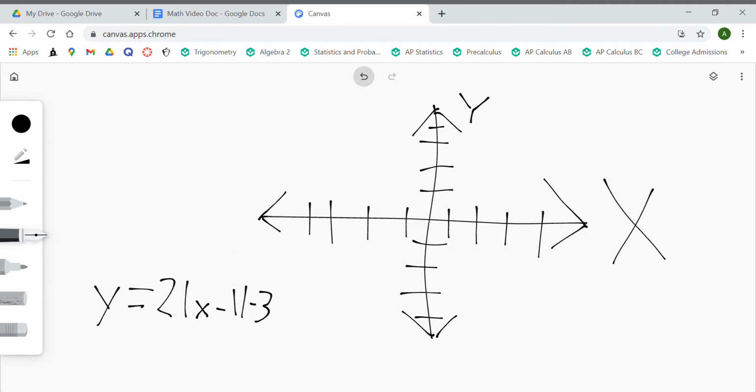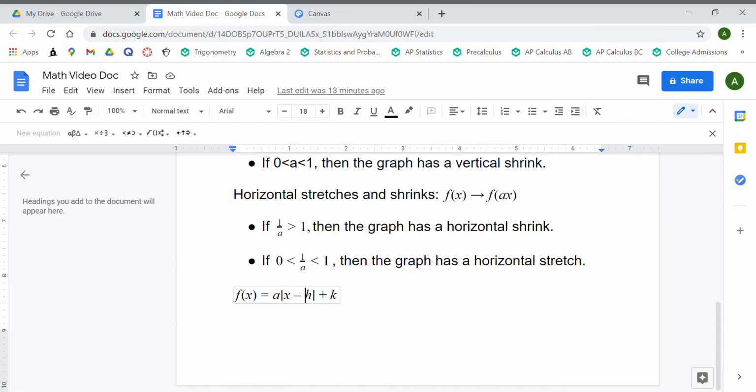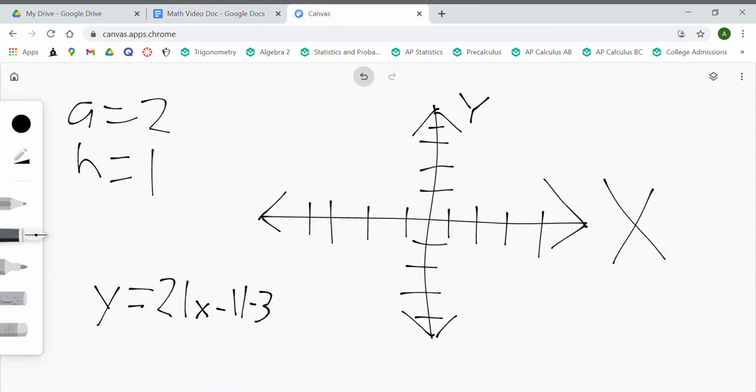Alright, so we have a equal to 2 because this is the number that's just outside the parentheses, the absolute value box. Our h value is positive 1 because there is no change aside from this. And then the k value is negative 3.